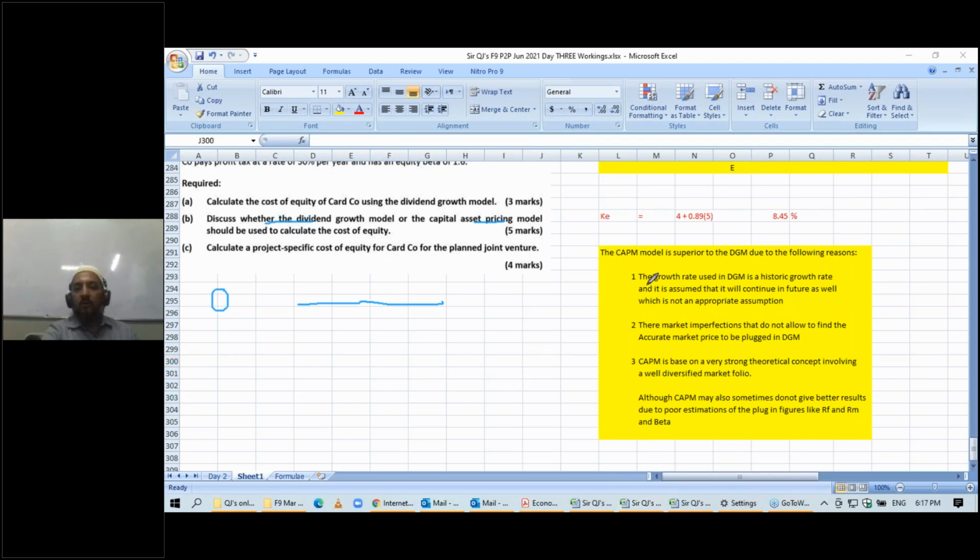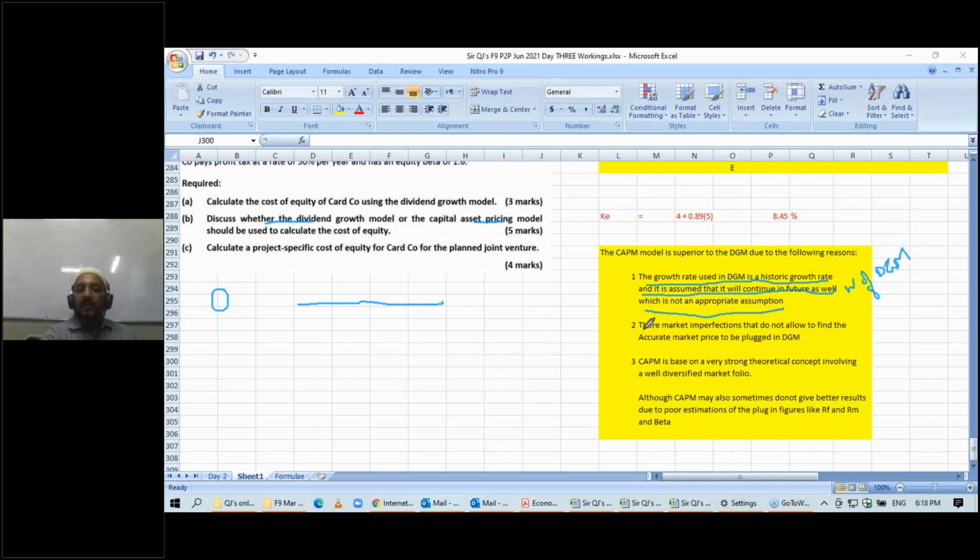The first reason is the growth rate used by the dividend growth model is a historic growth rate. The growth rate basically represents the past growth rate. Now it is not necessary that in the future also the growth will continue at the same speed. It is assumed that it will continue in the future as well, which is not an appropriate assumption. This is the weakness of the dividend growth model, right? So one of the ways to prove one of the models right and the other one wrong is first give the weaknesses of one of the models and then give the strengths of the other one.